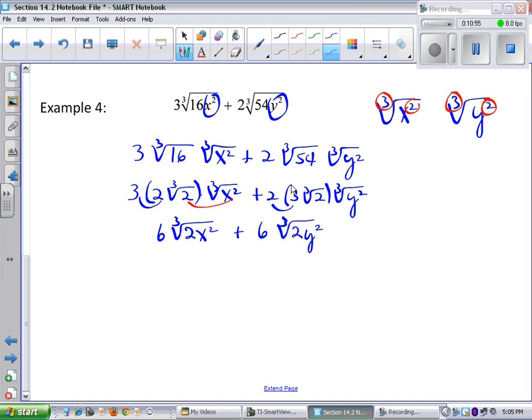And that's all you can do because the radical parts are not alike. The radicands are not alike. I cannot add these together because one of them is x squared and one of them is y squared.